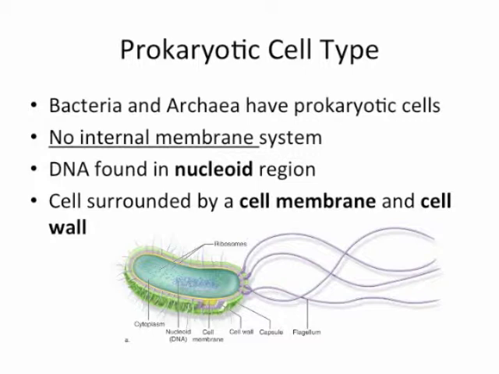So prokaryotes: no internal membrane system, no nucleus, no mitochondria, no chloroplast, none of that stuff that we're going to talk about and spend most of the day on. They're fairly simple compared to eukaryotes. So that's really the take-home message. Bacteria and archaea, prokaryotic cells, have no internal membrane system.